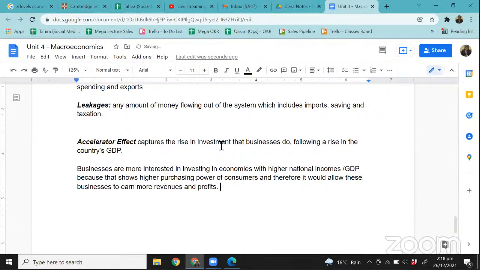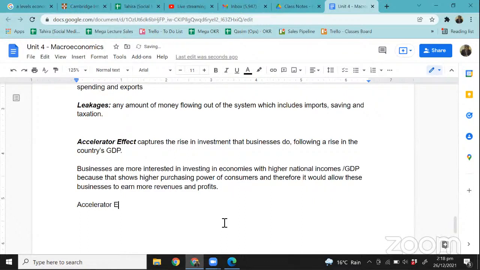So the idea is fairly simple, right? Businesses are on the lookout for opportunities through which they can get the highest revenues or highest profits. And what's the best way of going around it? The best way is to identify economies or countries that are growing and booming, and you locate in those countries, right? Is this simple? And how do we calculate the accelerator effect?